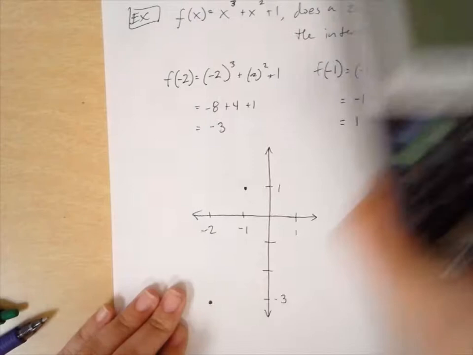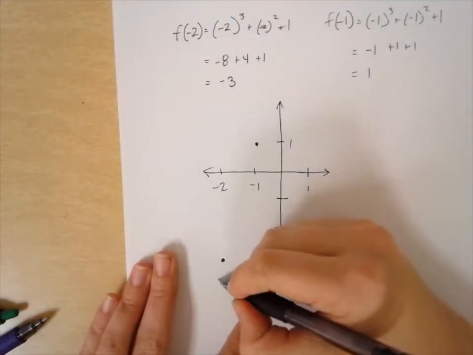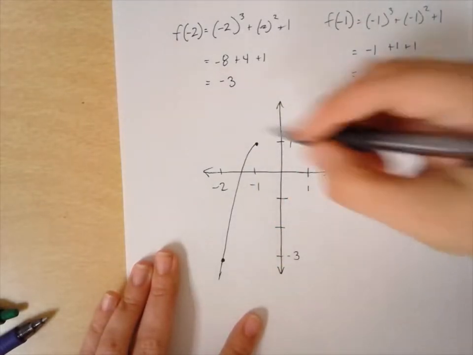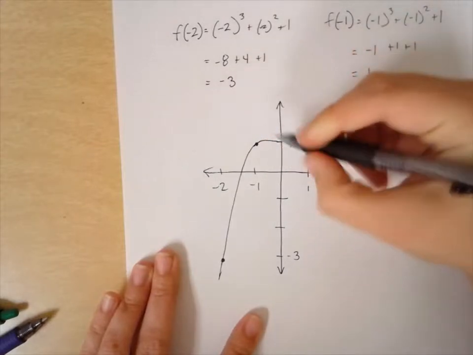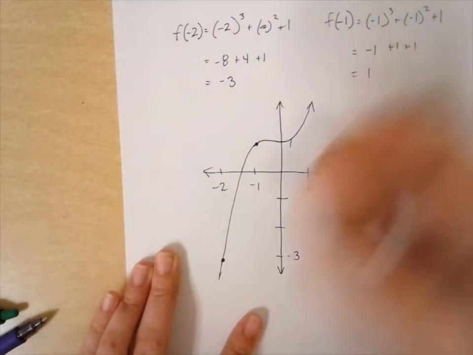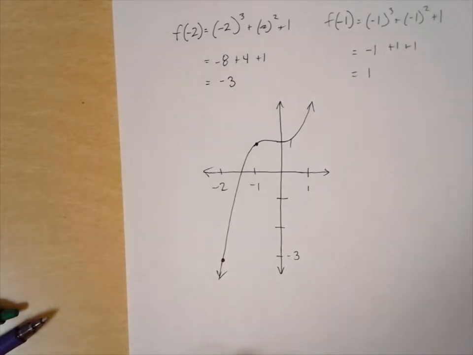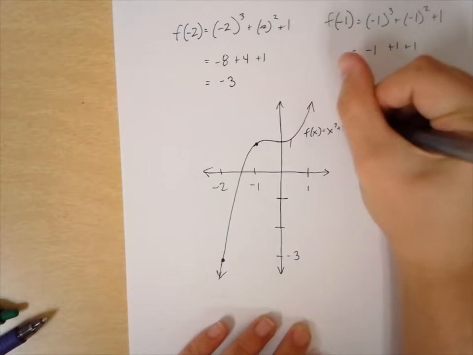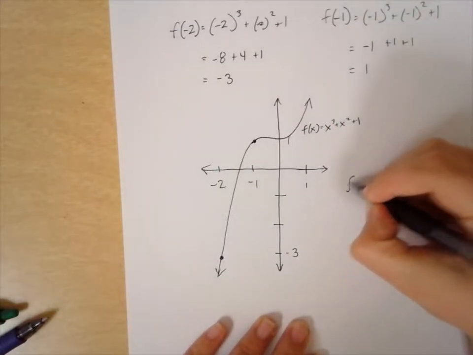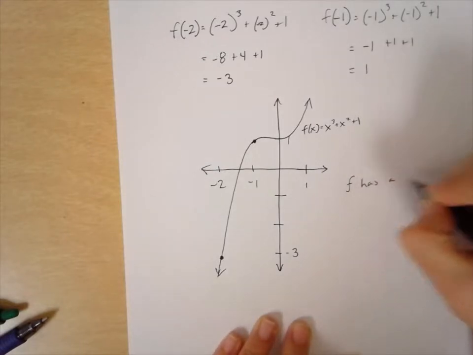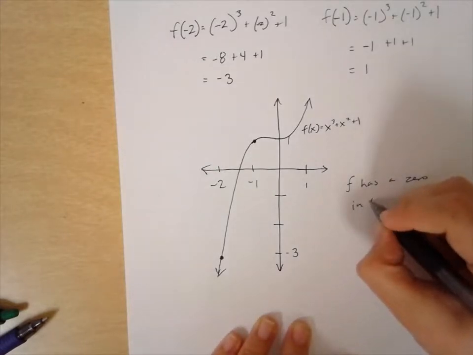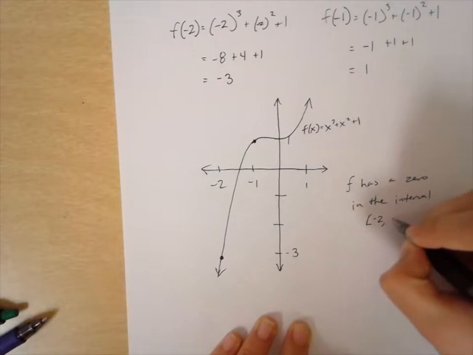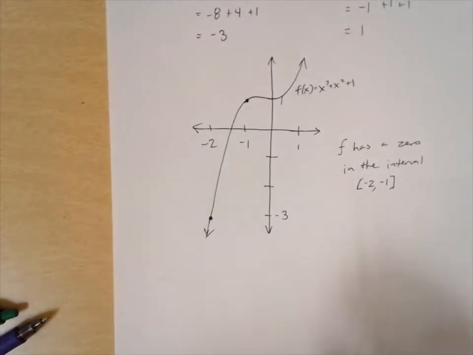It looks like it's gone right between. So when we continue to make our graph here, we go up a little bit more, not really, and then we go through 1 and we go back up. Awesome. Let's label our graph first. This is f(x) = x cubed plus x squared plus 1. What we can say here is that f has a 0 in the interval [-2, -1].